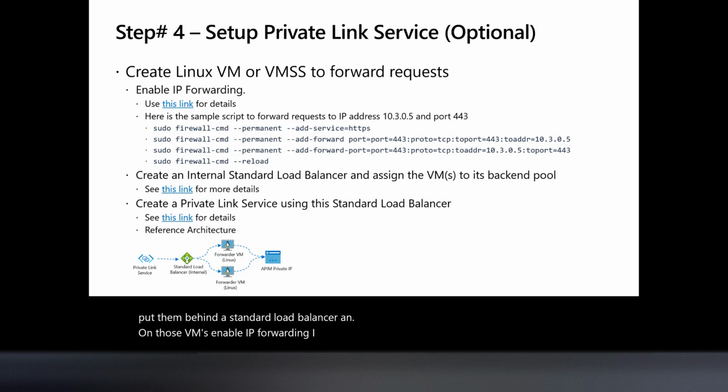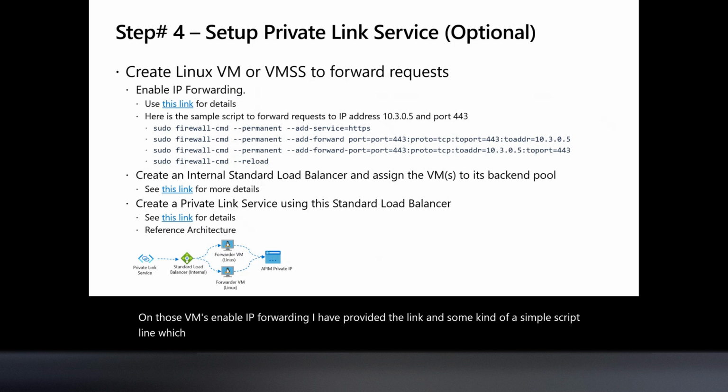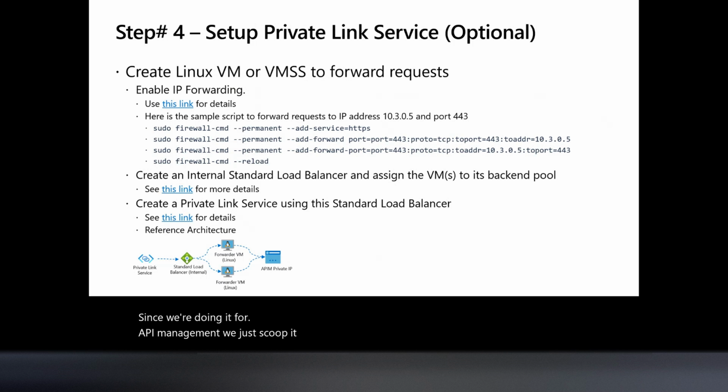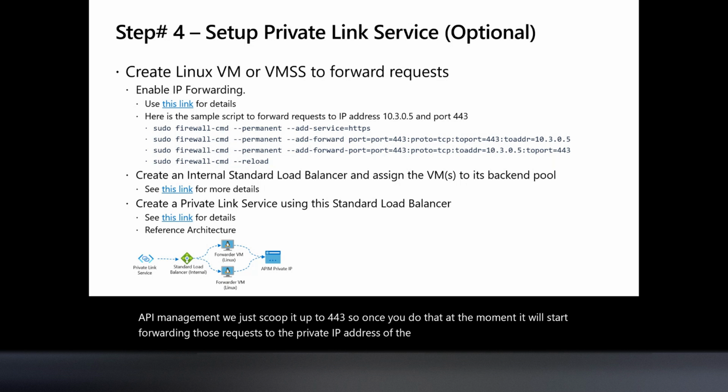I have provided the link and a simple script line which sends those requests. In this case, it's IP forwarding to HTTPS, and you can forward it to different ports as well. Since we are doing it for API management, we just scope it to 443. Once you do that, it will start forwarding those requests to the private IP address of the API management. Then you can build a private link service on top of that internal standard load balancer.